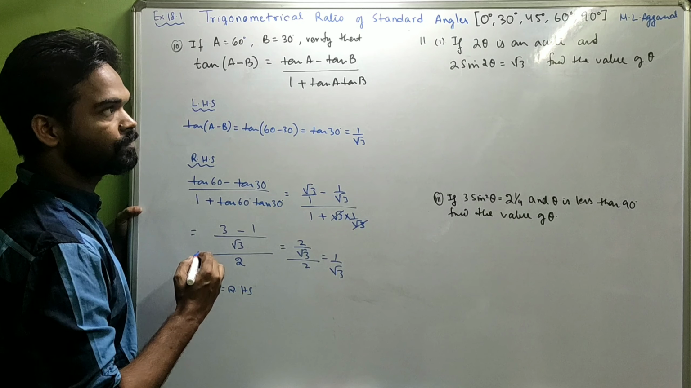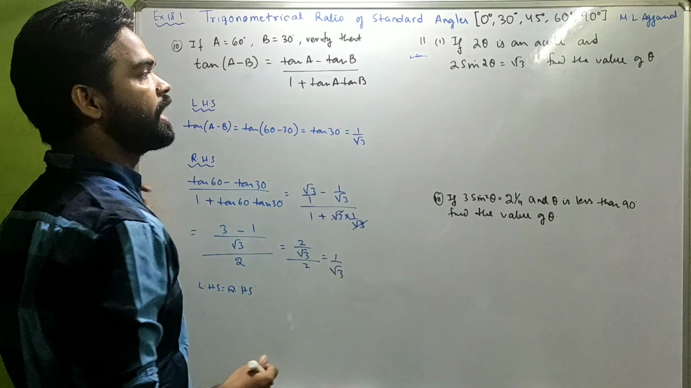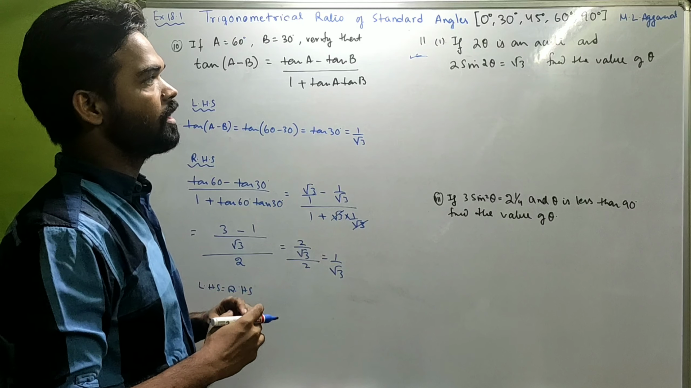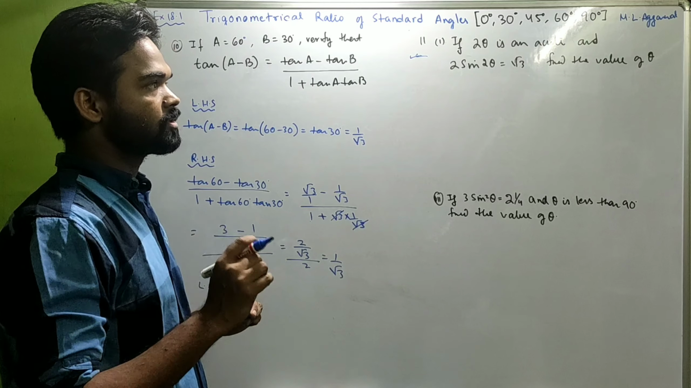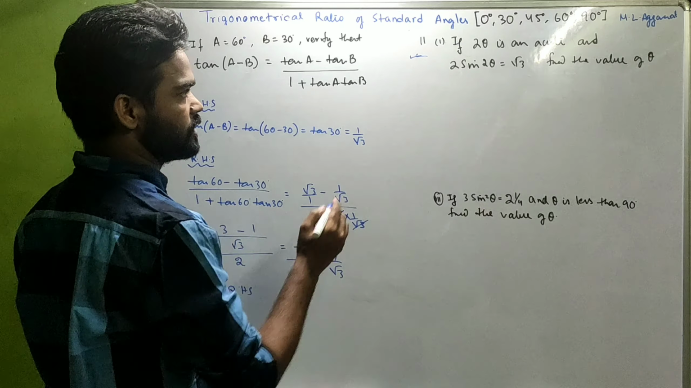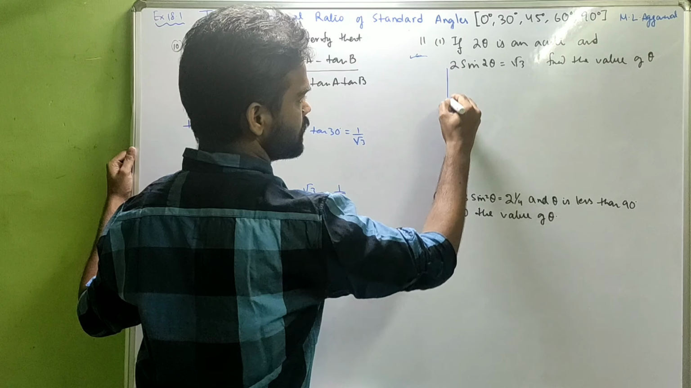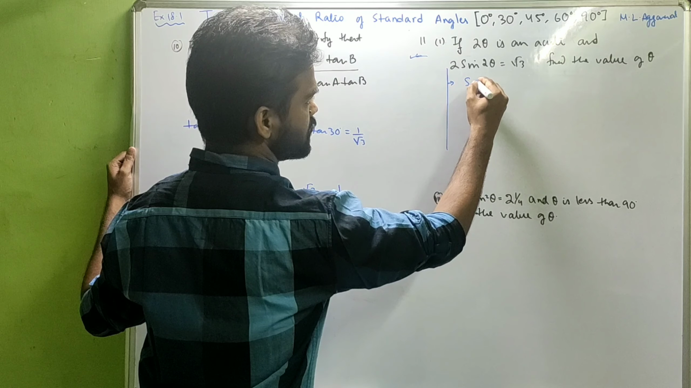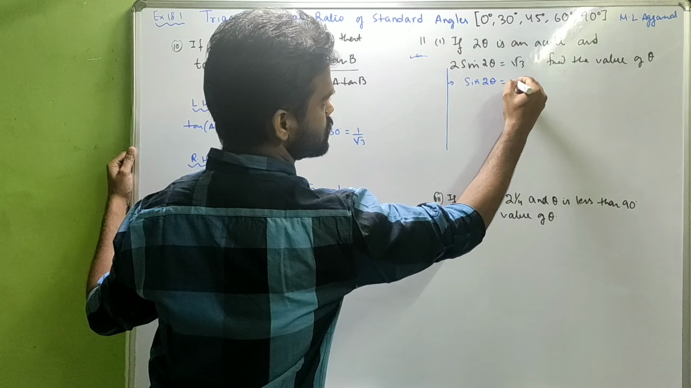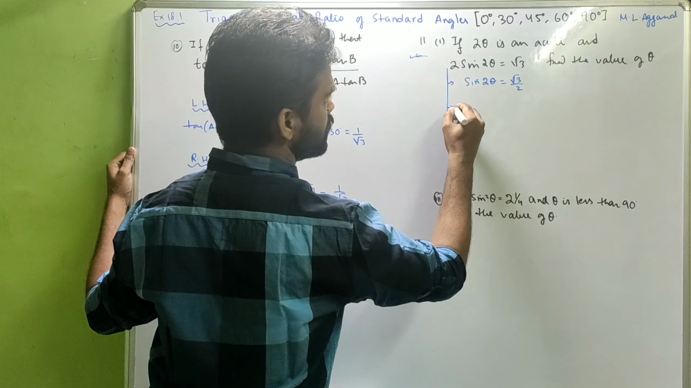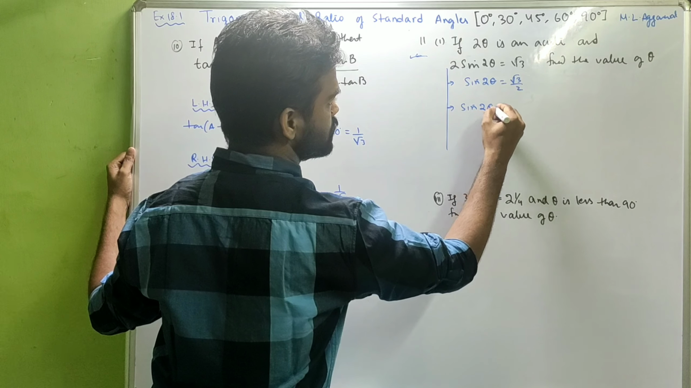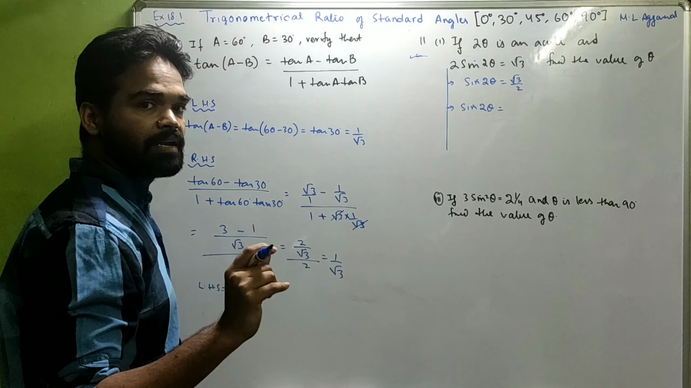Verified. Done. Now look, very important. If 2 theta is an acute angle and 2 sine 2 theta is equal to root 3, find the value of theta. Very easy. See, from here I can write sine 2 theta is root 3 by 2. Now when is the value of sine root 3 by 2?